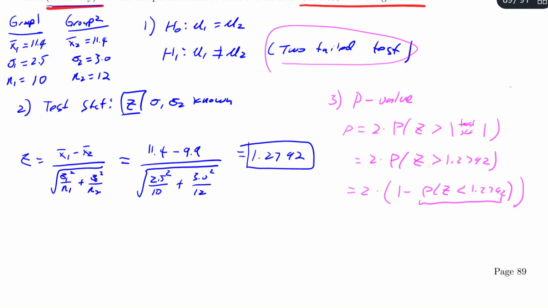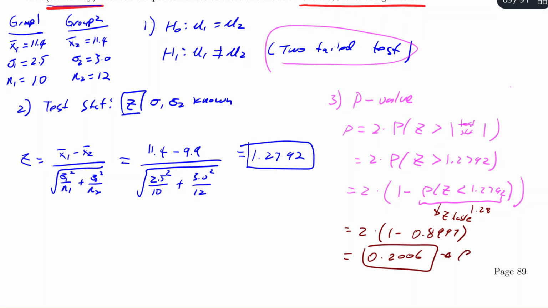So on the table, we can actually find 1.28 for z value, which is 2 times 1 minus the area left of 1.28, which is 0.8997. Again, this is from the z table. So then if I calculate this, I get 0.2006. So this is the p-value.